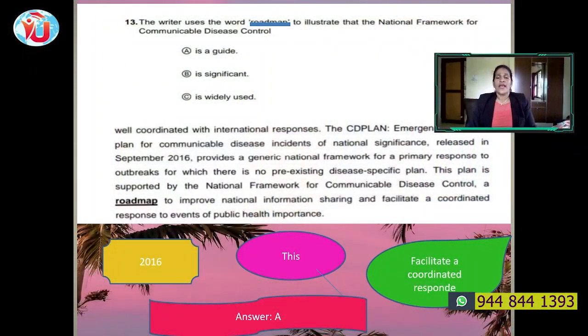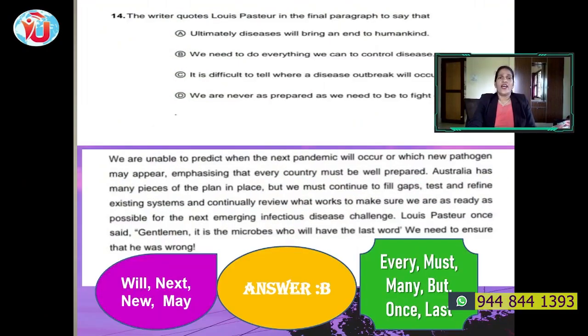Okay, the answer is you are aware, but just to clarify, you go to the text here. Okay, so the roadmap is a guide. Why? They say that this roadmap provides or facilitates a coordinated response to events of public health importance. I think I have made clear so far what I have dealt with.